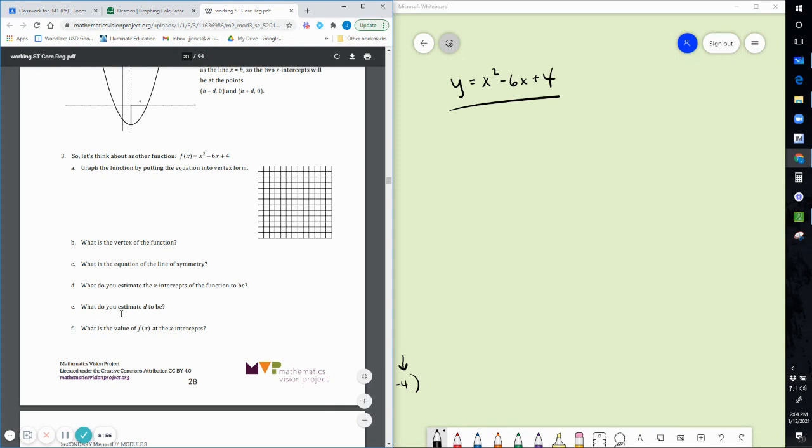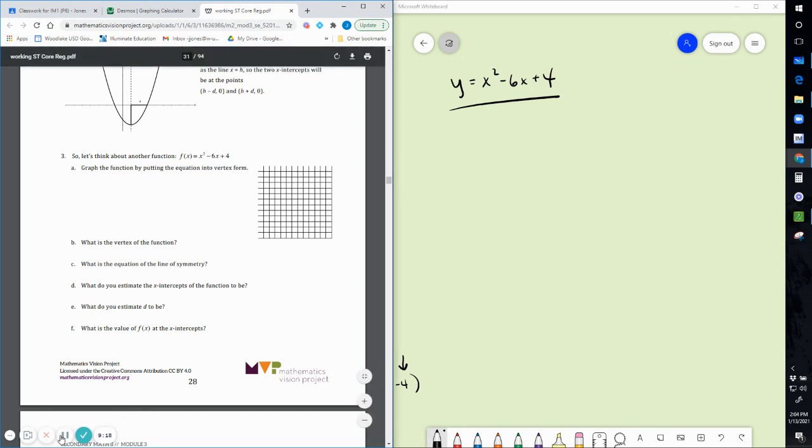You can go back and remember how we found it the first time. Okay, D, what do you estimate D to be? That means what's the decimal answer? Your answer is going to be a decimal. You can't find the x-intercepts on this one because this is not factorable. We'll talk about that in a minute. So go ahead and answer these 5 or 6 questions, get the graph on Desmos, and then unpause the video and I'll give you the answers.